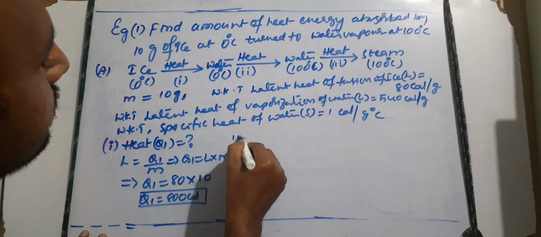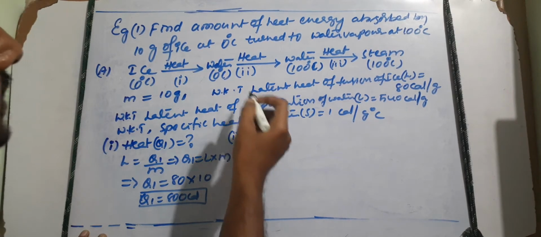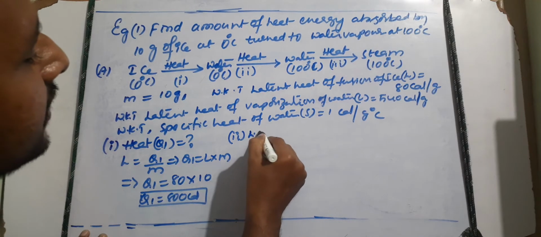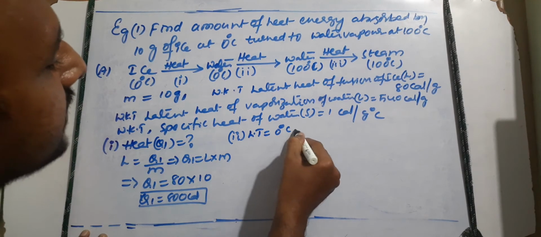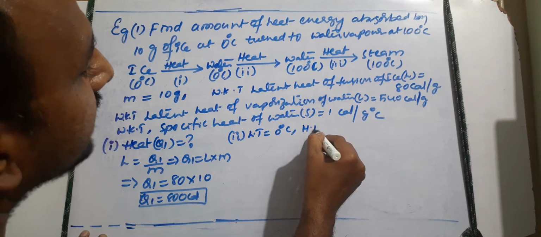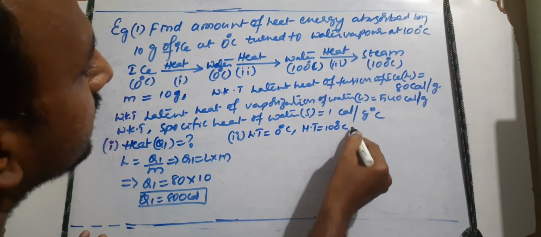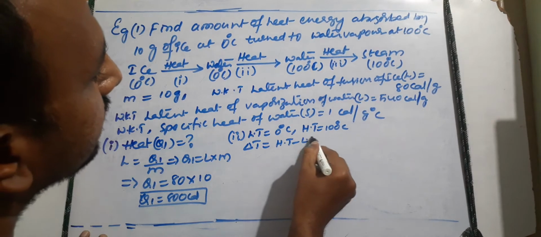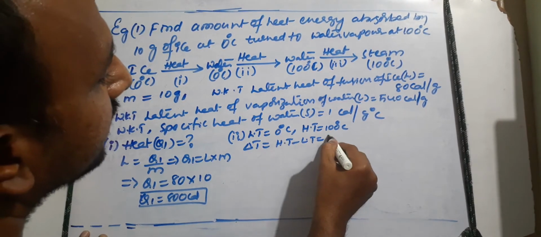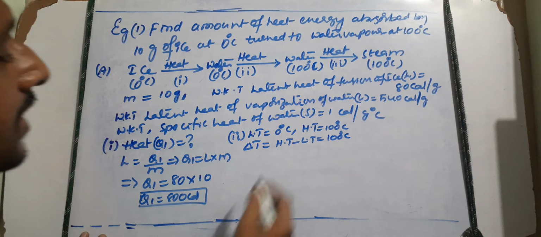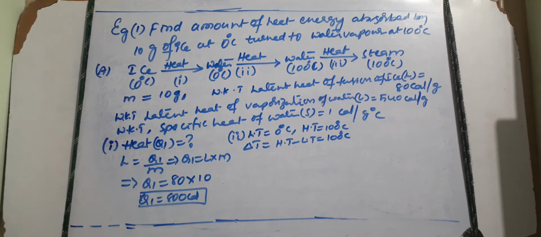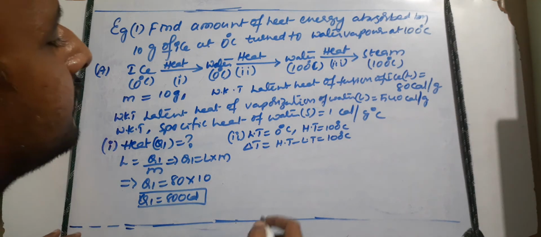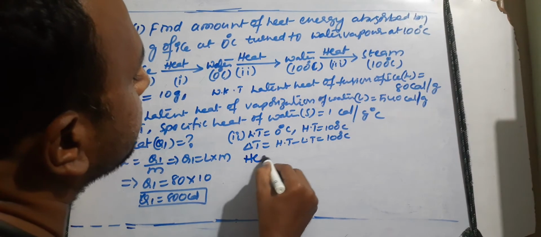Now in stage 2, you can see it goes from 0 degrees Celsius to 100 degrees Celsius. The lower temperature, LT, is 0 degrees Celsius, and the higher temperature, HT, is 100 degrees Celsius. Then the change in temperature, delta T, is nothing but the higher temperature minus the lower temperature, that is 100 minus 0, 100 degrees Celsius. But children and students, here there is a change in temperature, so we want to use a formula for calculating heat energy.